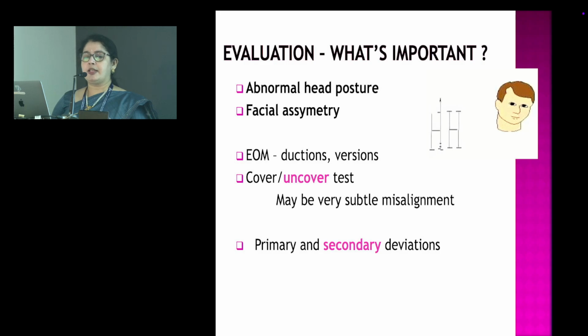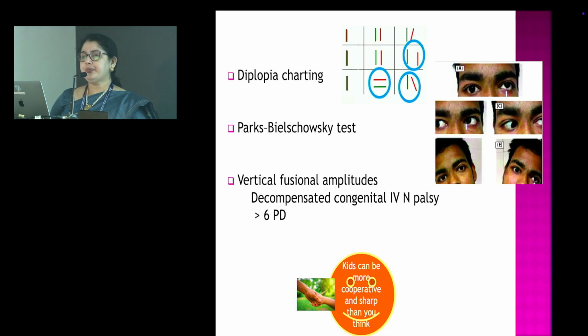Again, an uncover test will bring out phorias because the palsy can be very subtle. It is mainly diplopia which comes first, and later we may see the defect. So don't forget the secondary deviation. Now, children may actually cooperate better than adults, and they are more sharp and intelligent, and we may get a very decent diplopia charting if you spend some time, especially with the older child.